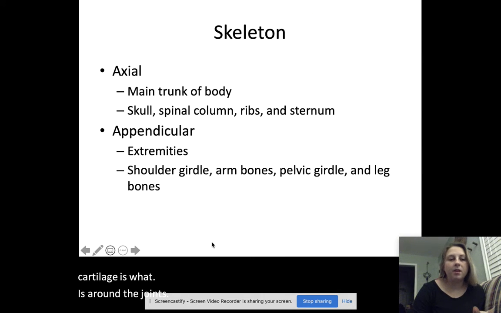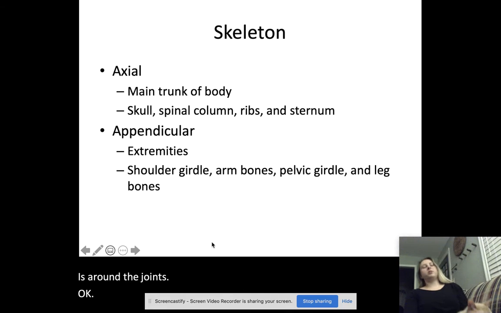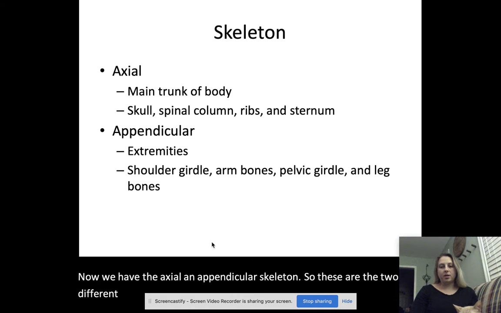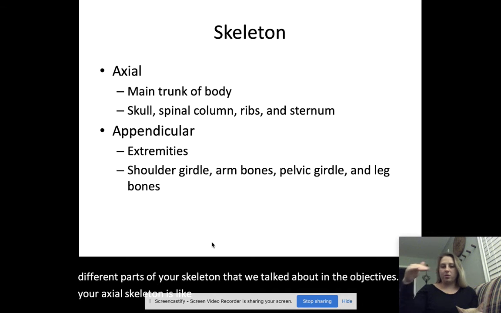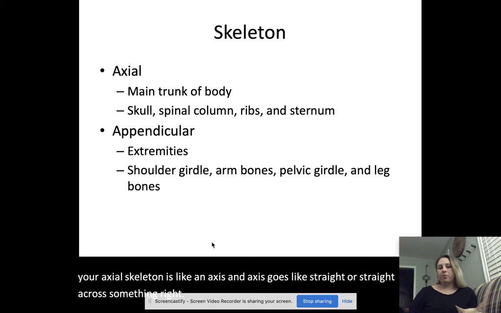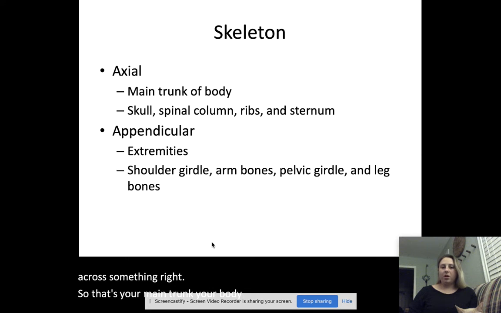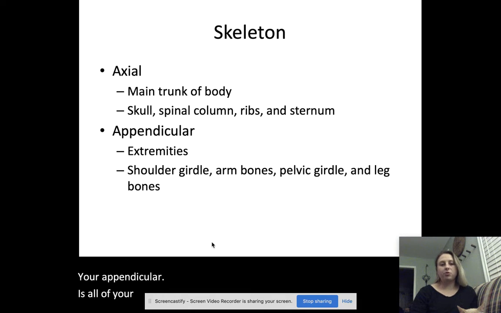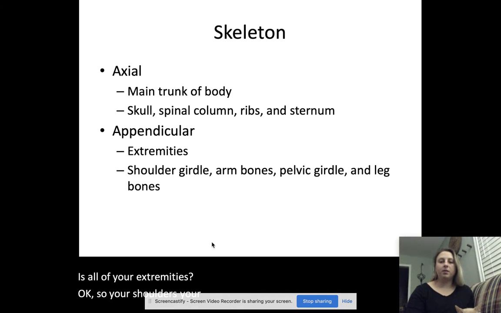Then we have the axial and appendicular skeleton. These are the two different parts of your skeleton that we talked about in the objectives. Your axial skeleton is like an axis. An axis goes straight through or across something, right? So that's the main trunk of your body: your skull, your spinal column, your ribs, and your sternum. Your appendicular is all of your extremities, so your shoulders, your arms, your pelvis, your legs.